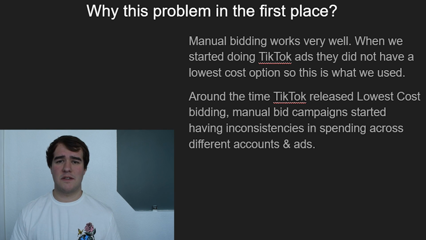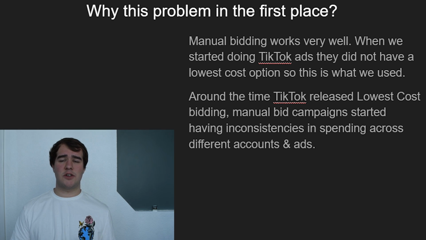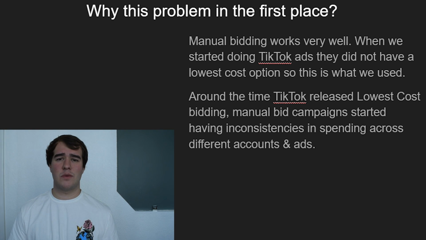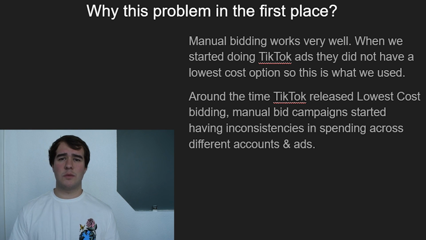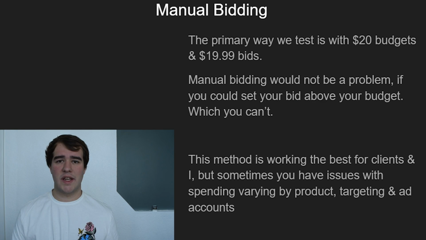But around the same time that TikTok released lowest cost bidding, we started seeing a lot of inconsistencies with spending across different manual bidding accounts, which wasn't really that big of an issue in the beginning when we were just messing with it and lowest cost wasn't an option. It's almost like once they introduced lowest cost, it increased the minimum bid on every targeting option, and now it's pretty difficult to get your ads to spend if you're doing manual bidding. So this is a little bit annoying, and it's part of the reason why I wanted to make this video, to talk about whether you should be doing lowest cost or manual bid. So let's look at each option.